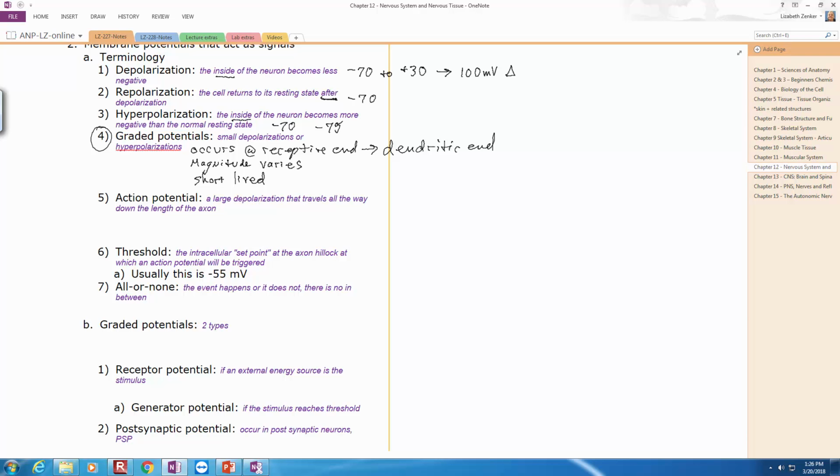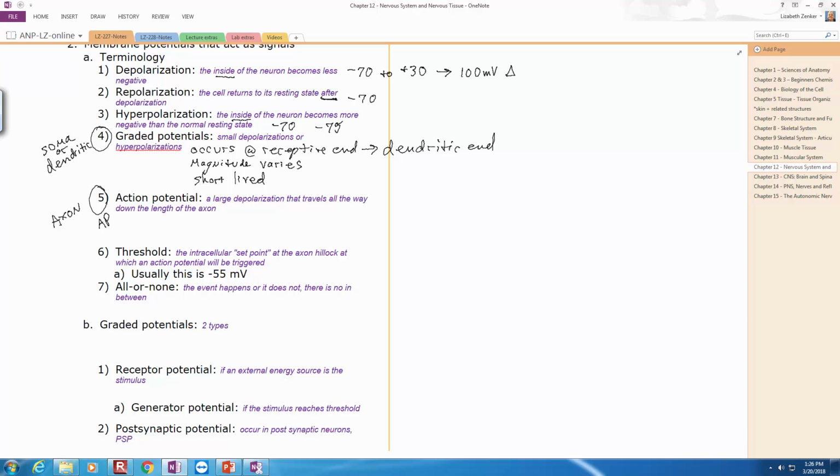And then the action potential is always on the axon side. So an action potential, you'll see me abbreviate as AP. This is on the axonal side, whereas graded potential was on the dendritic or soma side, cell body, right? Soma or dendritic side for graded potential. So action potential is a large depolarization, which is where we were saying we went -70 to +30, right? So a large depolarization that travels all the way down the length of the axon.